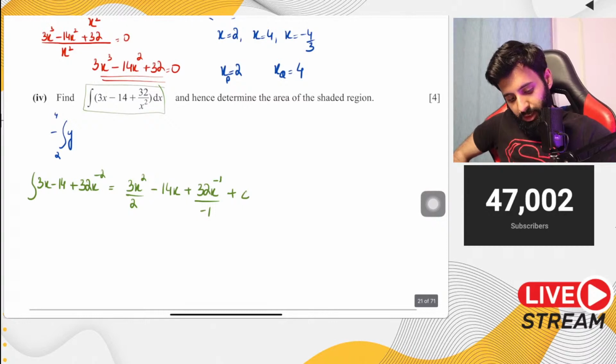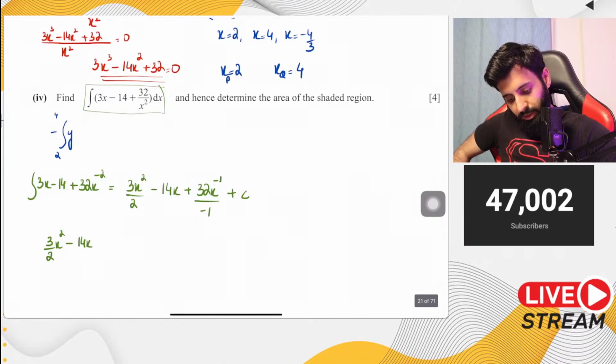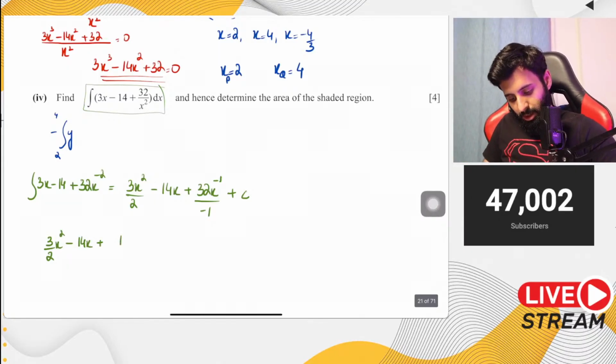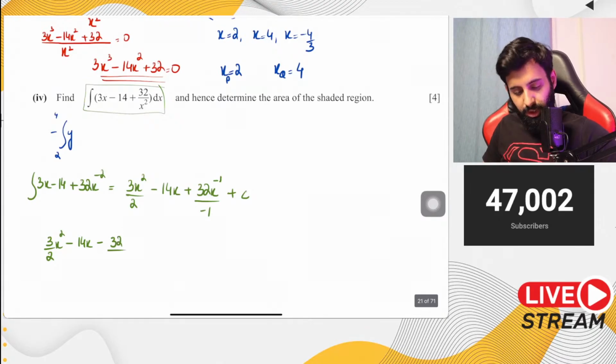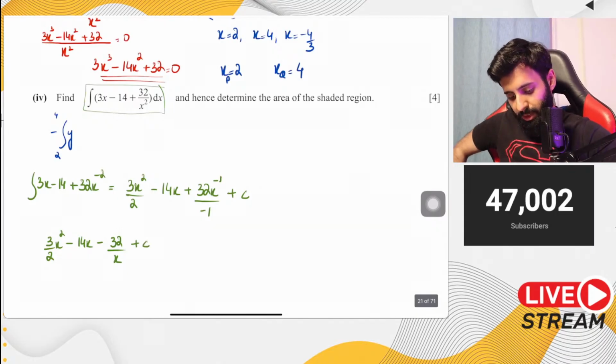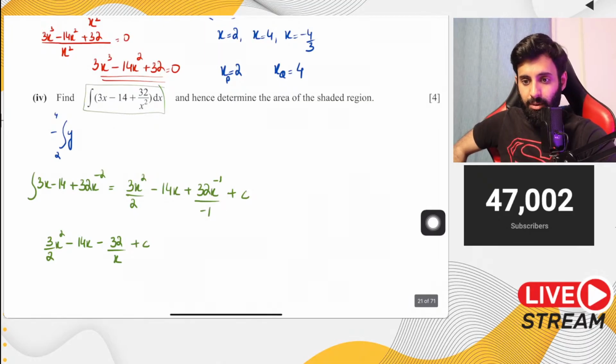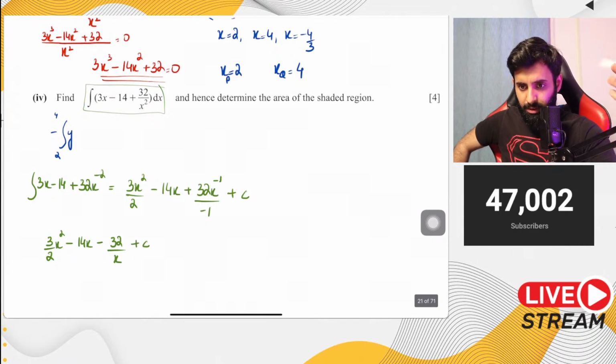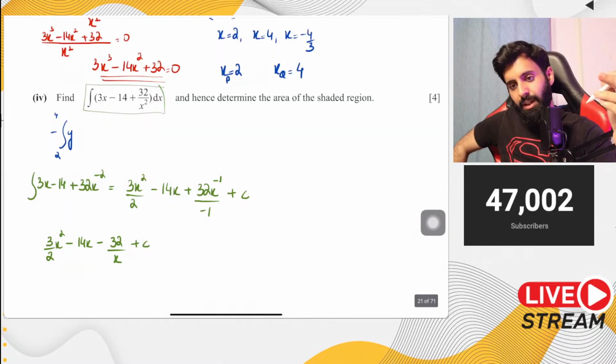So I'm going to write this nicely. 3 upon 2 x square minus 14x plus, in fact minus 1 upon, no wait a minute, minus 32 upon x. Yes, minus 32 upon x. And then don't forget the plus c. So here's what's happened: this plus and minus has made the overall value minus, and x to the power minus 1 from the numerator has shifted into the denominator, and that's why we have the power as positive. Integration with modulus, no plus c. We haven't plugged in the limits yet.